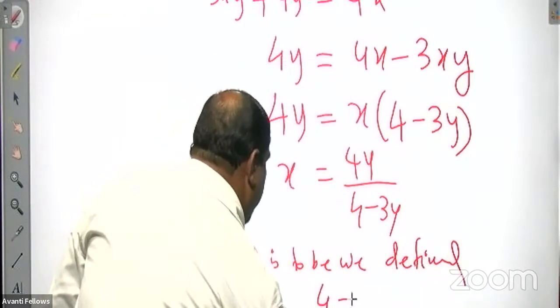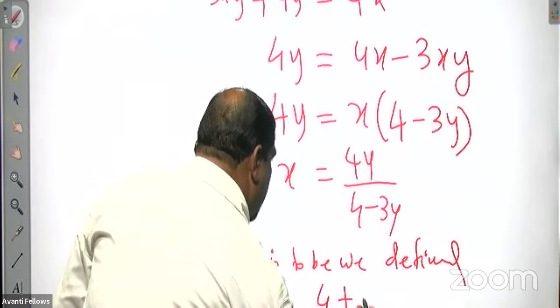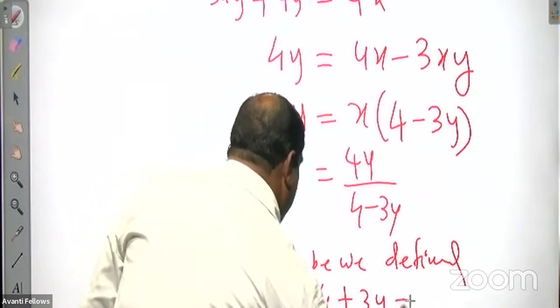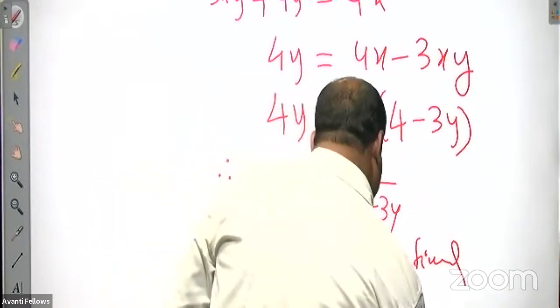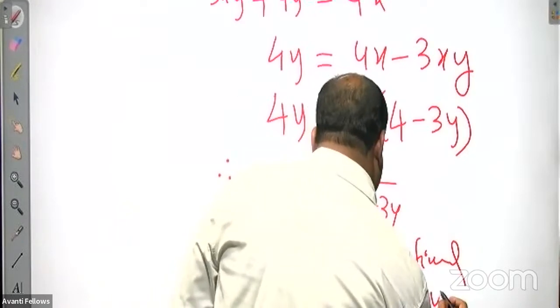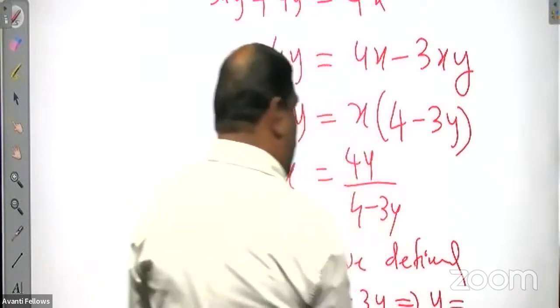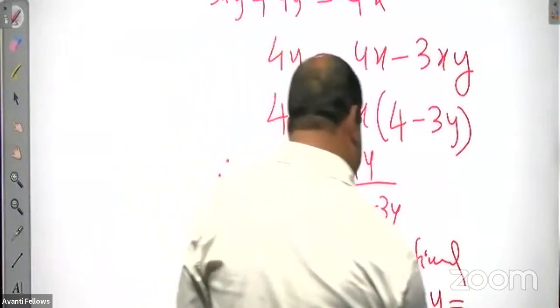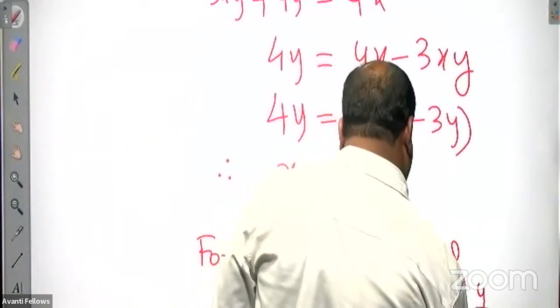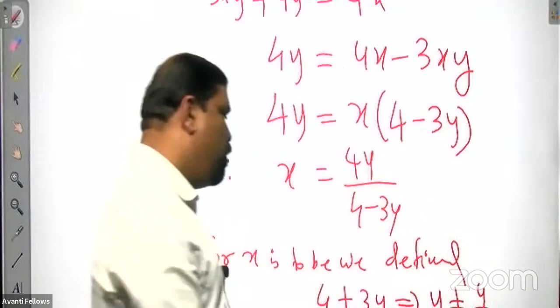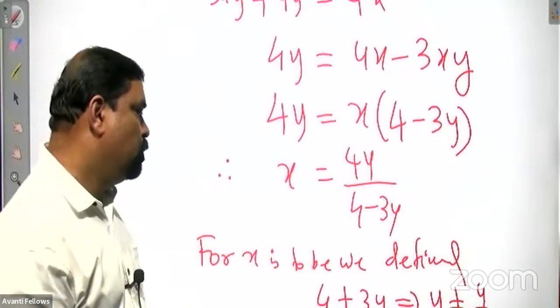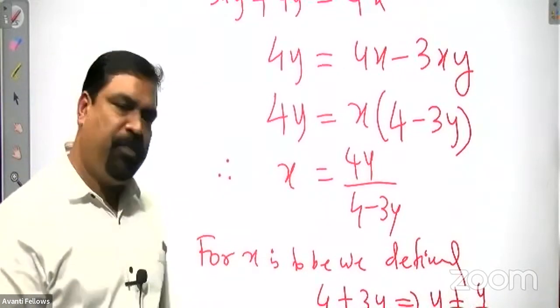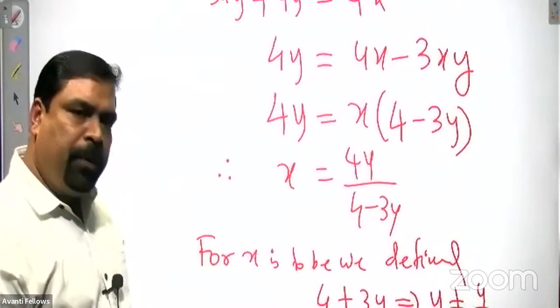Four cannot be equal to 3y. No. That means y cannot be equal to 4 by 3. Okay. y cannot be equal to 4 by 3.